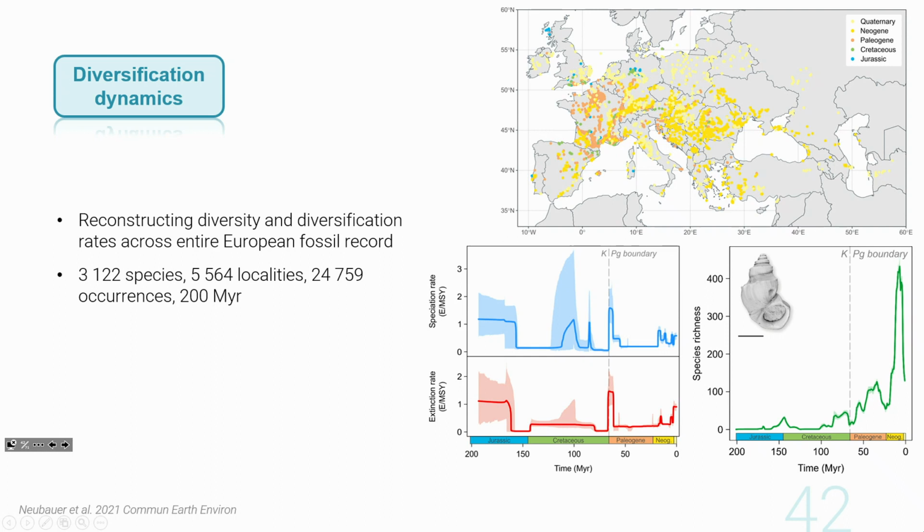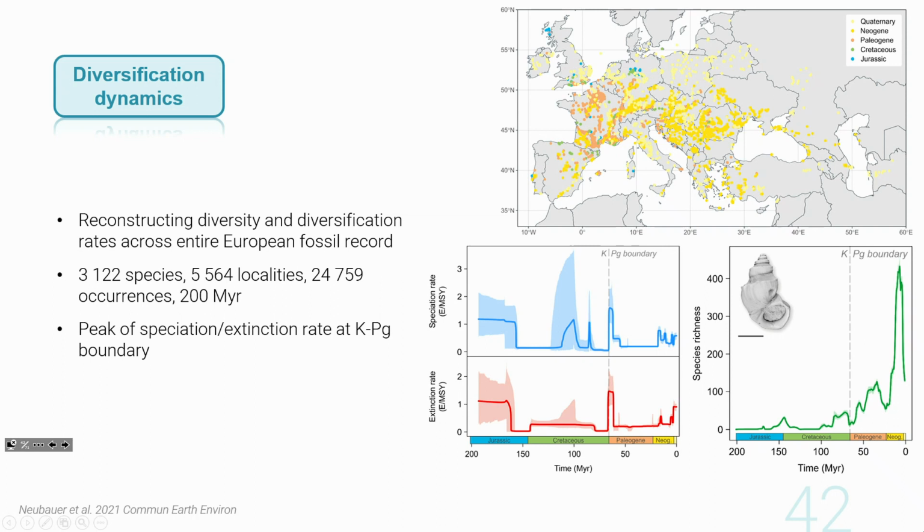And you see that there is quite a lot of variation in the rates. Here we see the speciation rate, so the number of events per species per million year. Same for the extinction rate here. I will not go so much into the details of what's happening in the Mesozoic because there is a lot of uncertainty and not so good data.